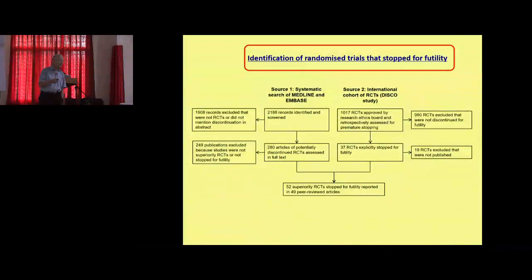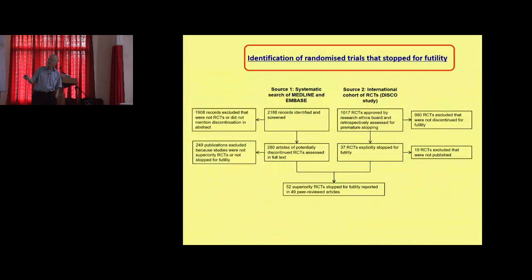So just for simplicity, we limited our attention to superiority trials. You can go through this kind of exercise for non-inferiority and equivalence trials, but the calculations are a little different, and we didn't want to muddy things too much. We thought most trials would actually be about superiority. So that was our decision on that.